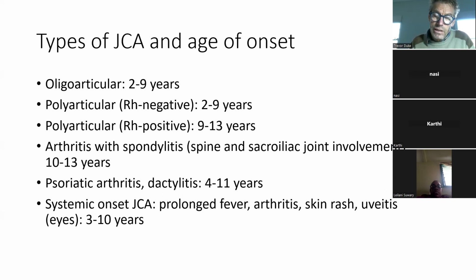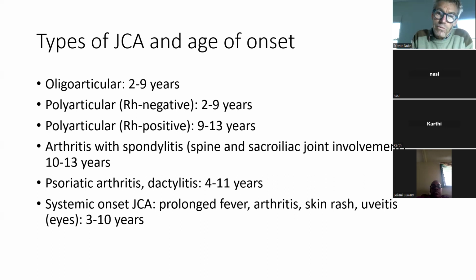And then there's another form of JCA called psoriatic arthritis, where there's the rash of psoriasis. This is relatively uncommon in children, but it does occur, and they're more likely to have what's called dactylitis. Dactylitis is an arthritis of the small joints of the hands, particularly the fingers, and they get a thickening of the fingers, often described as sausage-shaped fingers. That's psoriatic arthritis, but only when you've got the psoriatic rash. I'll show you a picture of those in a moment.